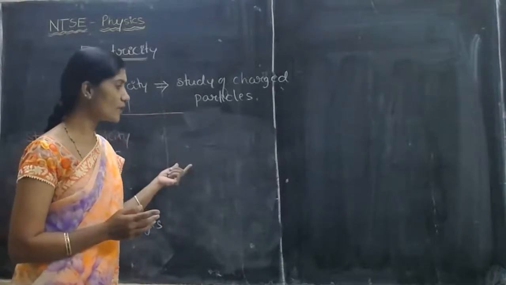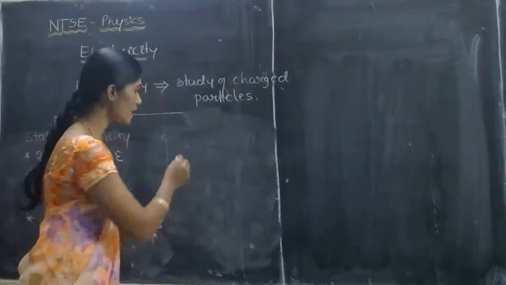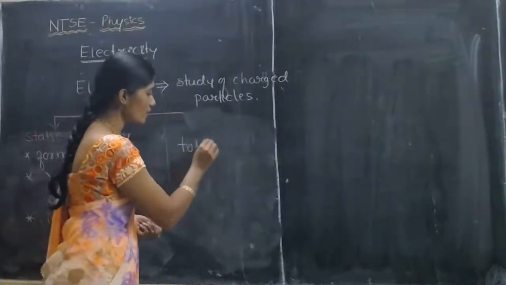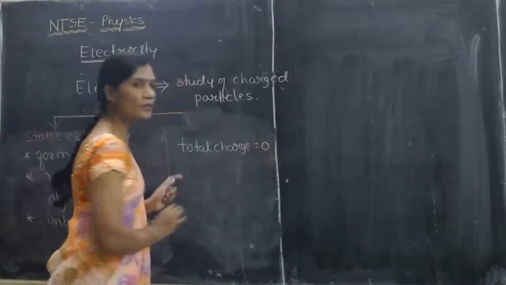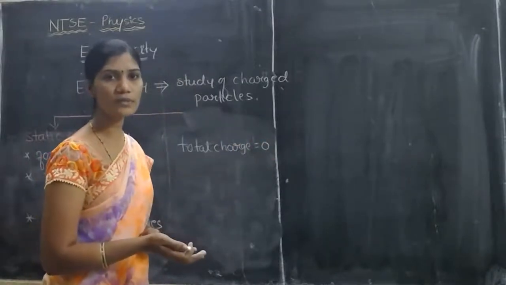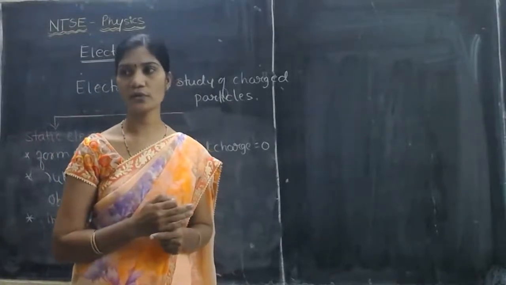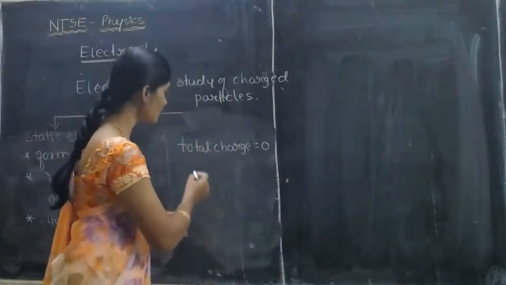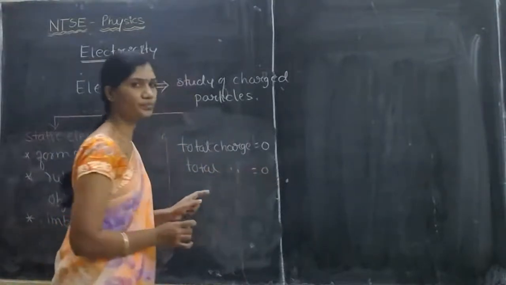But before the rubbing, both things were neutral. Neutral means total charge is zero. Before rubbing, the total charge of both the objects is zero. When we rub, what happens? There is a gaining or losing of electrons. After that, when you observe the total charge, again the total charge remains zero.